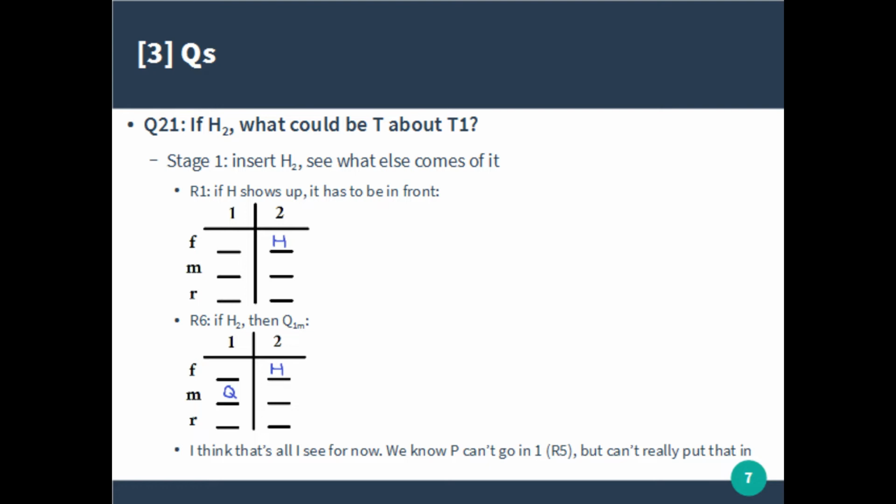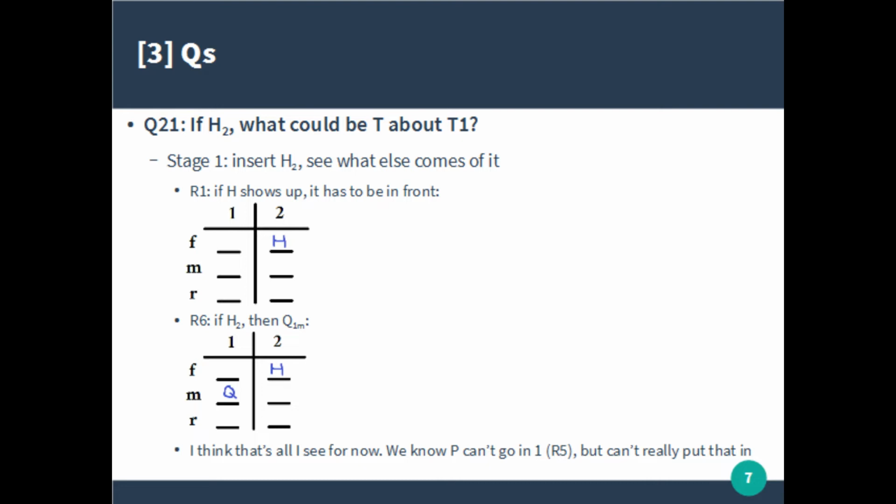So again, rule 1 tells us if H does show up, it has to be in front. So incorporating the question statement information, H being on team 2 results in this diagram, where it's not only on team 2, but it is in the front position. Rule 6, though, as we noticed in our rules setup phase, has an interesting interplay here. We know that if H shows up in team 2 and is in the front position, then Q is forced to be in team 1 and on the middle position. So I misspoke there. The actual rule itself is only if H is on team 2, but H is on team 2 according to the question here, so that still invokes rule 6. So this is our resulting diagram.